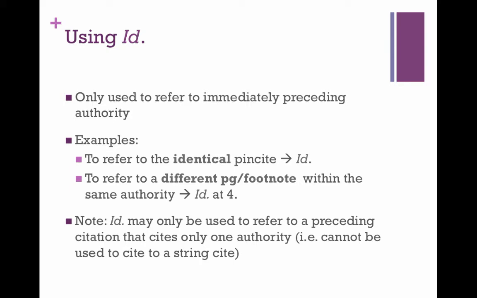So if it's found on the same page. If it refers to a different page or a footnote within Snape v. Weasley, you would say ID at whatever page it's on. So ID at 4 is page 4. The important thing to remember is that you can only use it when it's the immediately preceding citation and it has one authority. So if you have a string cite, which is when you have many sources within a citation, you can't use ID because it's going to be too confusing for your reader to know what exactly you're citing to. And the point of legal writing is to make everything as easy as possible for our reader.